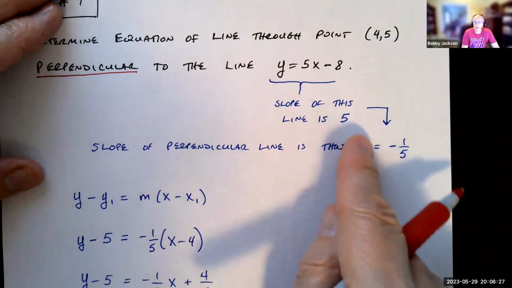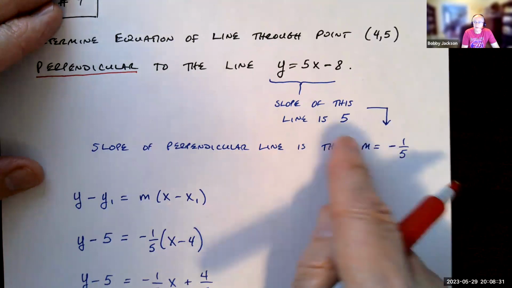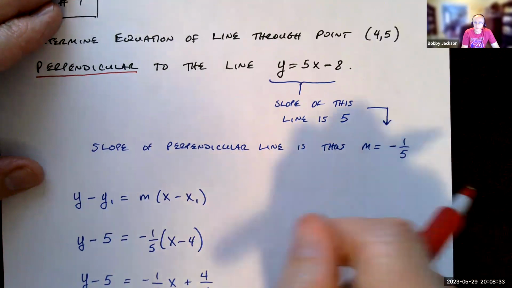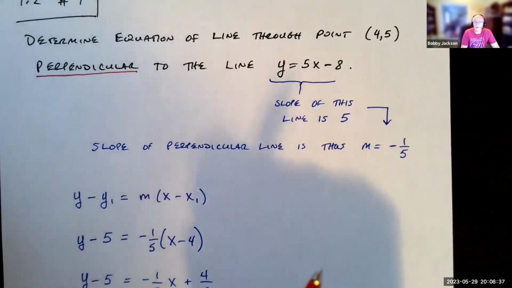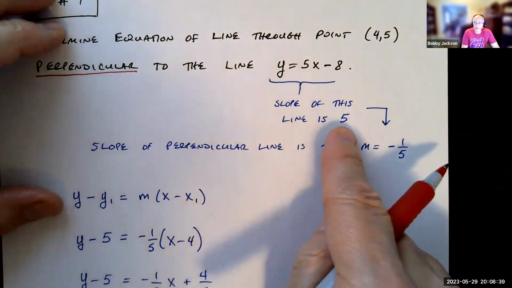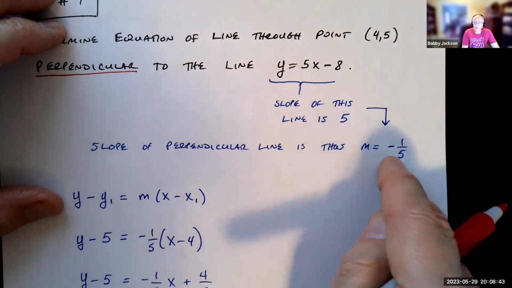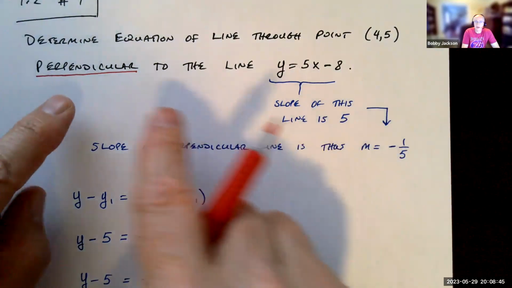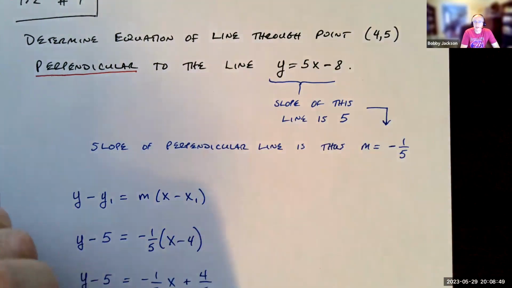So what is that going to be? The negative reciprocal of 5 is -1/5, right? 5 is 5 over 1. So we flip it to 1 over 5. That's the reciprocal. And we put a negative sign. So when I multiply 5 times -1/5, what do I get? I get -1. And again, for lines that are perpendicular, their slopes multiply together to give you -1.